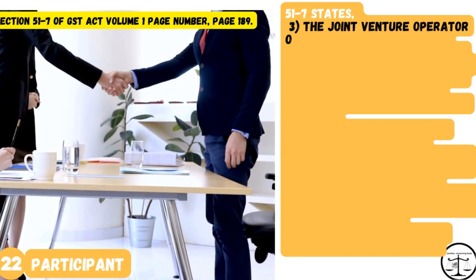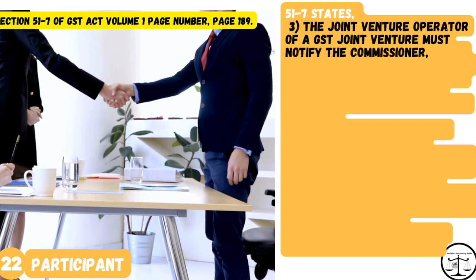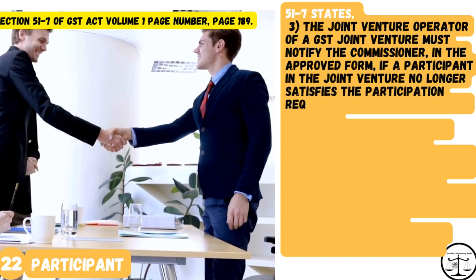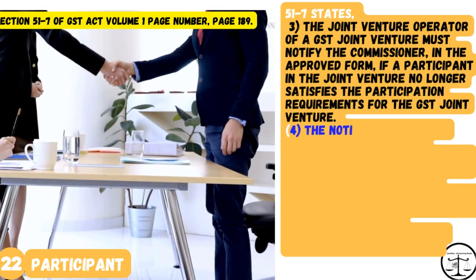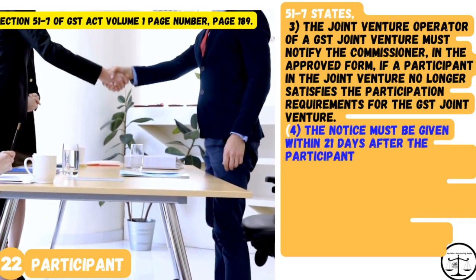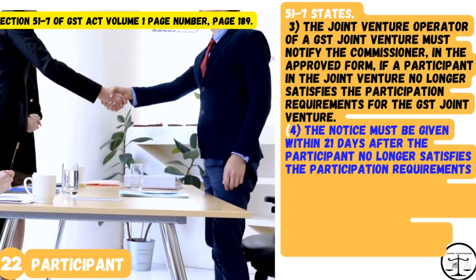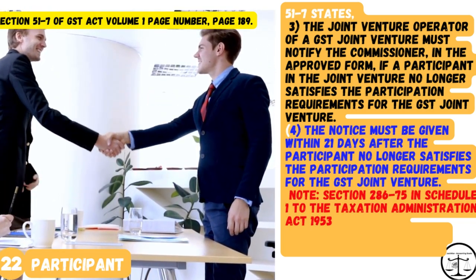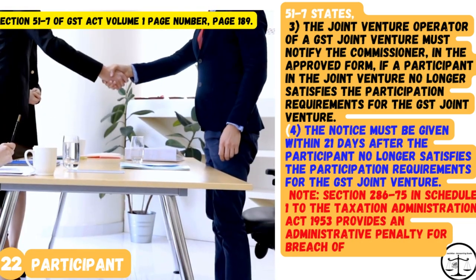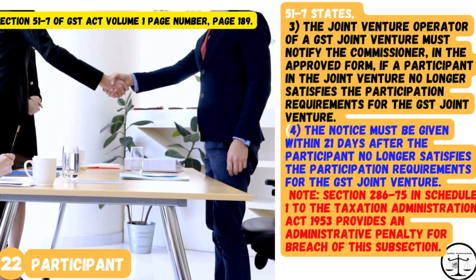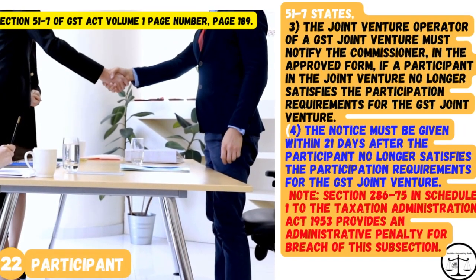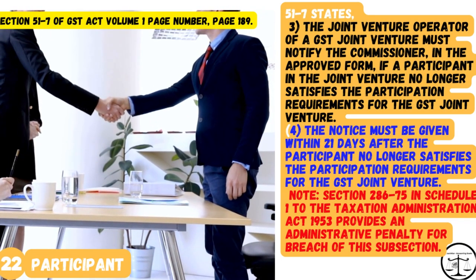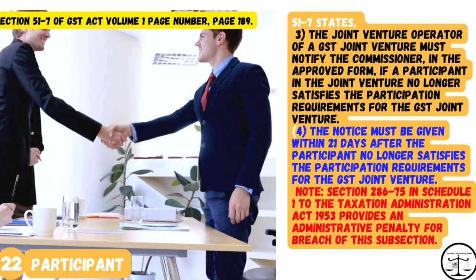3. The joint venture operator of a GST joint venture must notify the Commissioner, in the approved form, if a participant in the joint venture no longer satisfies the participation requirements for the GST joint venture. 4. The notice must be given within 21 days after the participant no longer satisfies the participation requirements for the GST joint venture. Note: Section 286-75 in Schedule 1 to the Taxation Administration Act 1953 provides an administrative penalty for breach of this subsection.